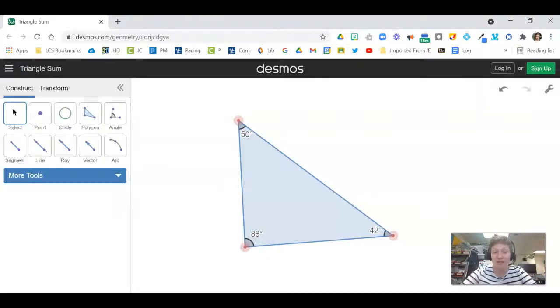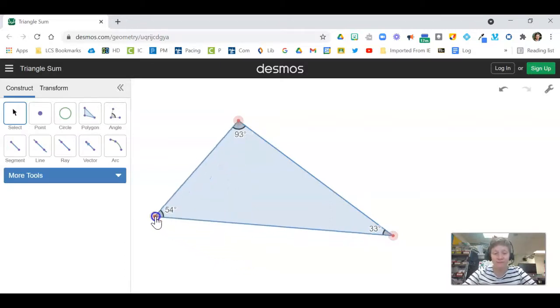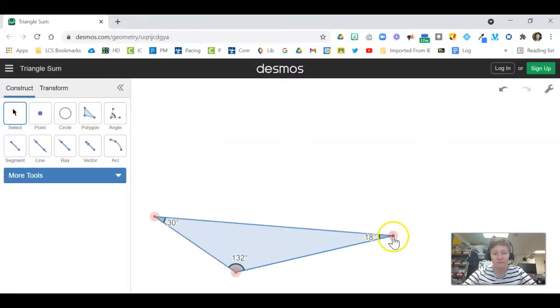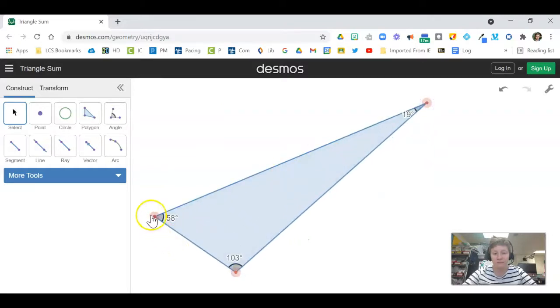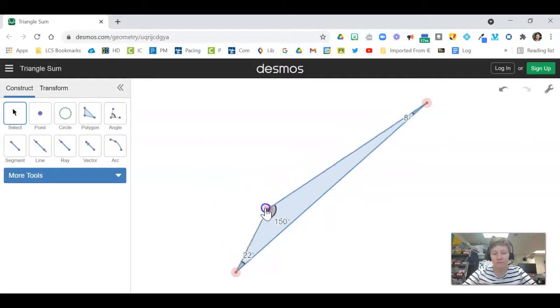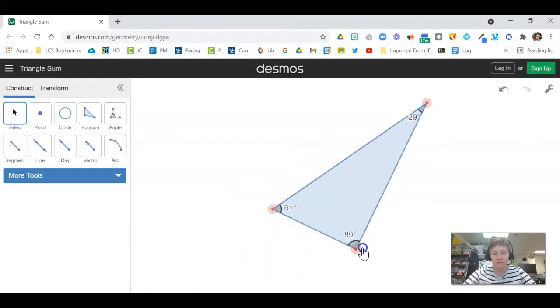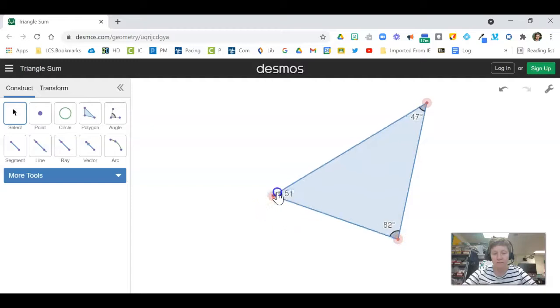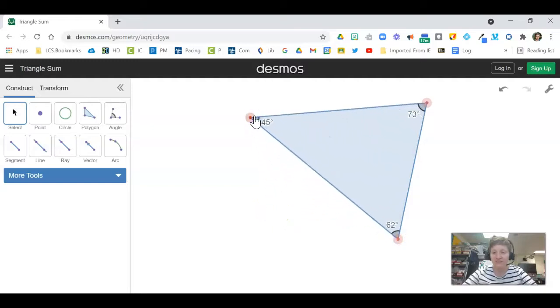I know that you have been learning about triangles recently, and I found this great app on the Desmos site where we can adjust the vertices of a triangle and see how things change. So I'm going to move around the vertices. Those are the places where the line segments meet at an angle, and I want you to notice and wonder. So, what do you notice?